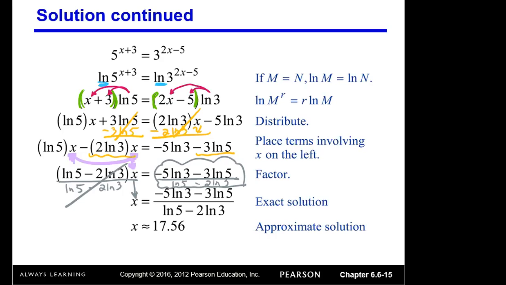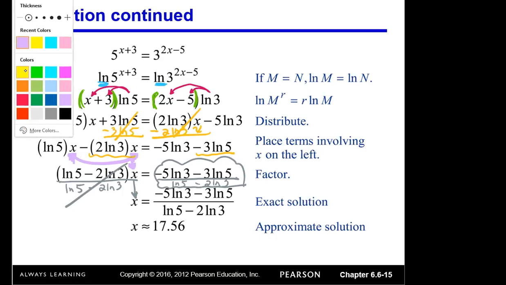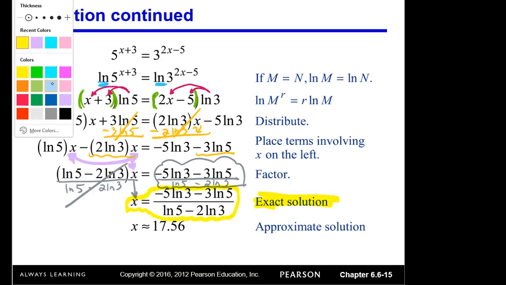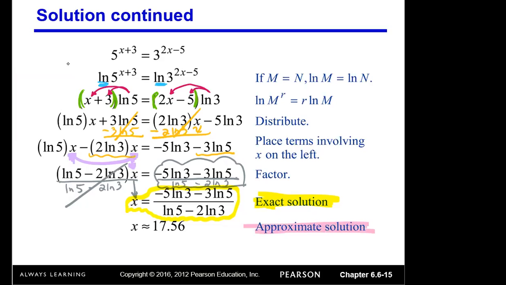Now, in my math lab, you're going to have a question where it asks for an exact solution. And when they want the exact solution, that means they want you to leave it in terms of logarithms. So this mess right here is your exact solution. Then they want you to do an approximate solution. An approximate solution is when you're going to grab your calculator and have fun plugging it all in, and then round it off to whatever they tell you to.